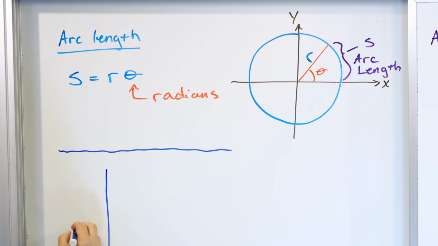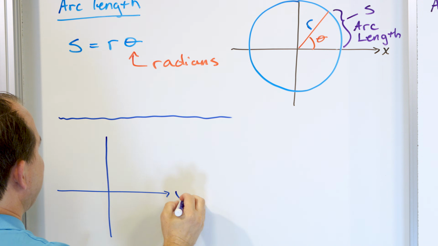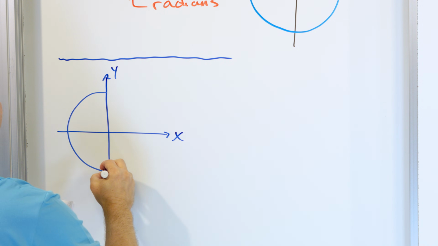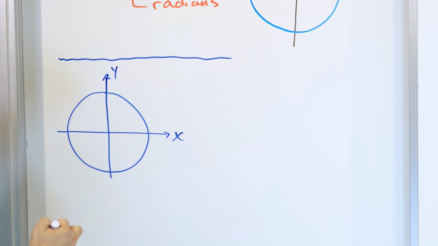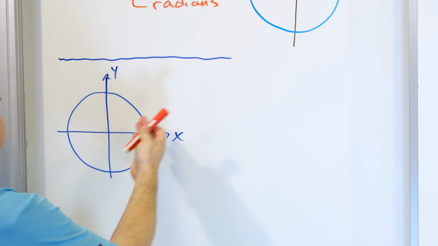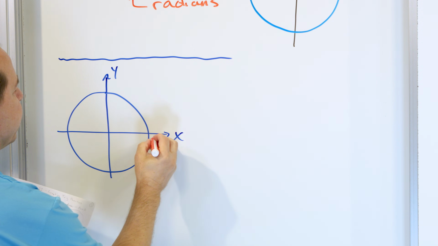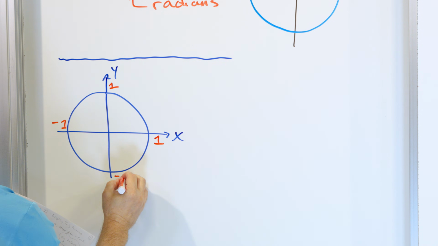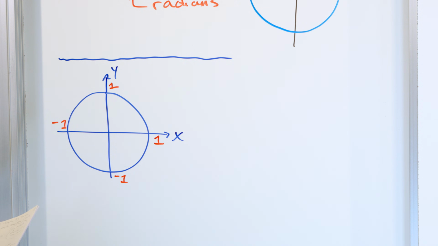Well, first of all, we want to draw an XY coordinate axis, and we put a circle right on top of it, which is not a perfect circle, but you get the idea. And a unit circle means it has a radius of 1. So I can put a 1 right here, 1 right here. This is -1 over here, and this is -1 down here. So the radius of the circle is 1.